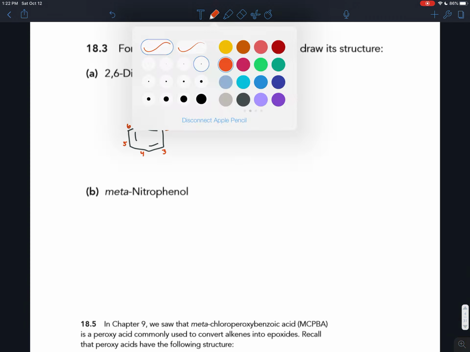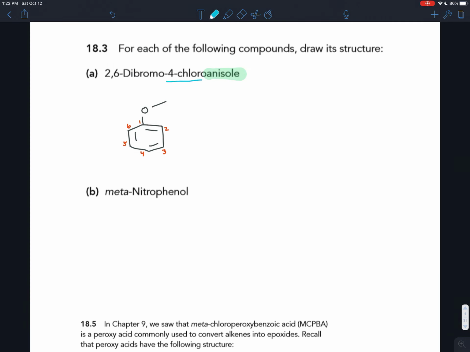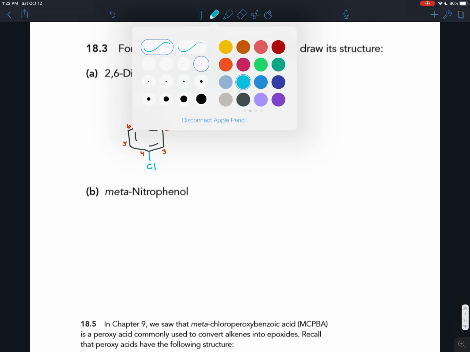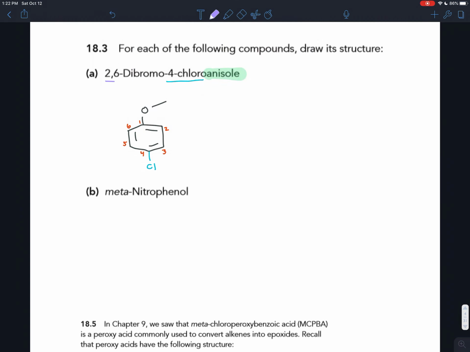Okay, well, coming off of carbon number 4, we have a chlorine. So I'll draw that in. Coming off of carbon number 2 and number 6 are bromines. So 2 bromine, 6 bromine. And that's the molecule. That's it. That's all there is to it. This molecule is 2,6-dibromo-4-chloroanisole.